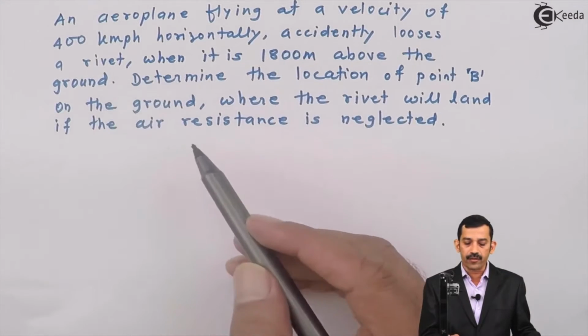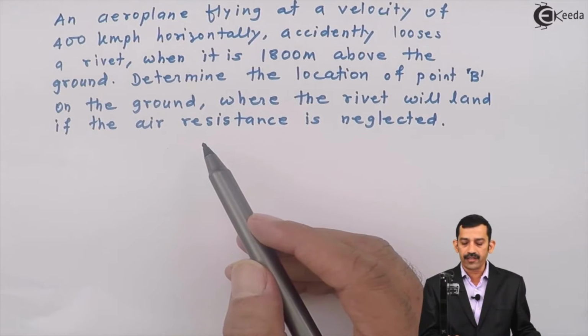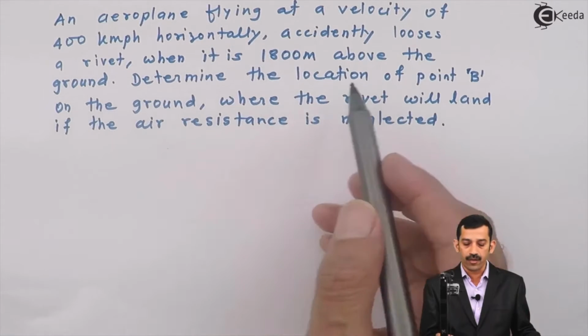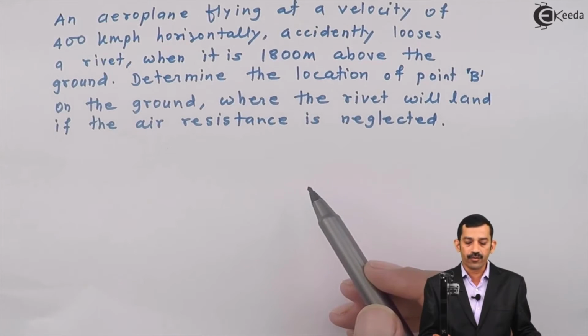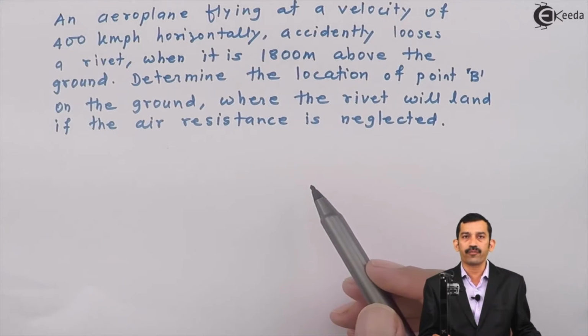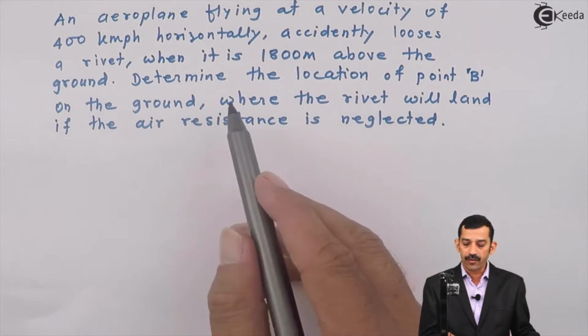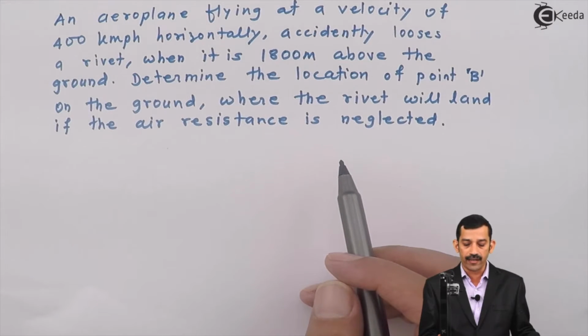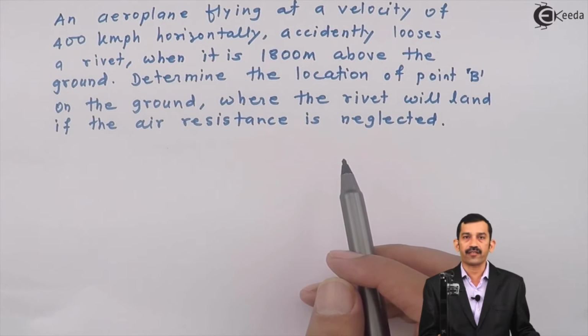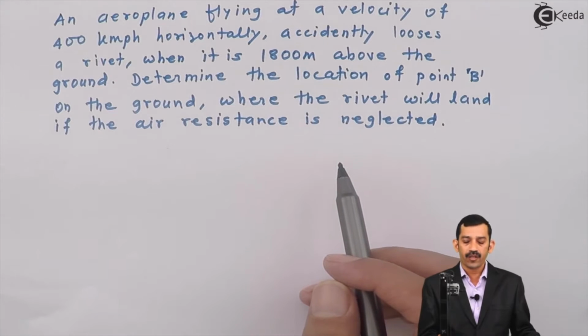It accidentally loses a rivet when it is 1800 meters above the ground. That means when the plane is flying with this velocity of 400 km per hour, it accidentally loses a rivet when the plane is 1800 meters above the ground. Determine the location of point B on the ground where the rivet will land if the air resistance is neglected.